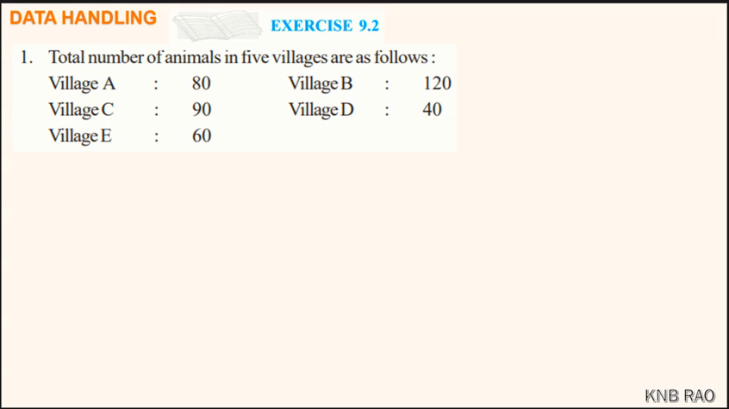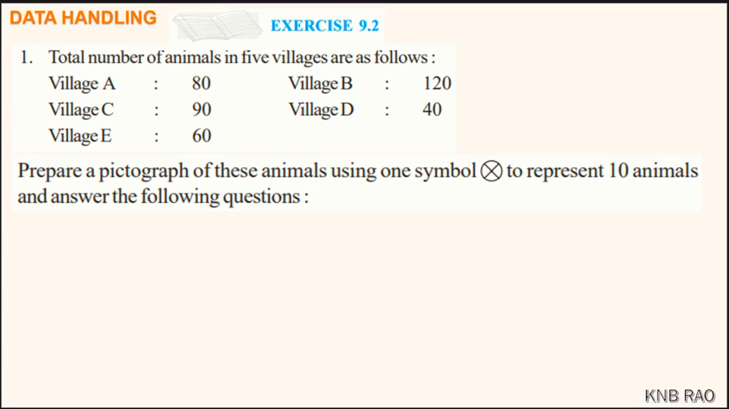Now, let us come to exercise 9.2. In question number 1, the total number of animals in 5 villages is given. In village A 80 animals are there, in village B 120 animals, village C 90 animals, village D 40 and village E 60 animals. Prepare a pictograph of these animals using the symbol. They have already given what symbol to be used: each symbol represents 10 animals. And answer the following questions.